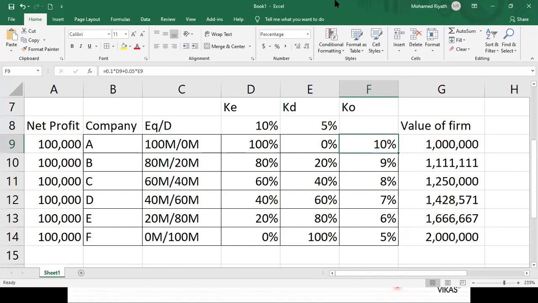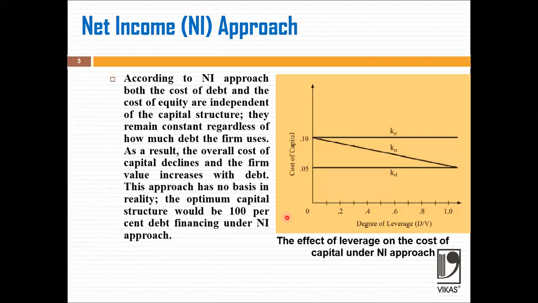Have you got a clear idea? Please respond. Okay, right. All of you are getting a clear idea on these calculations. You can observe here.